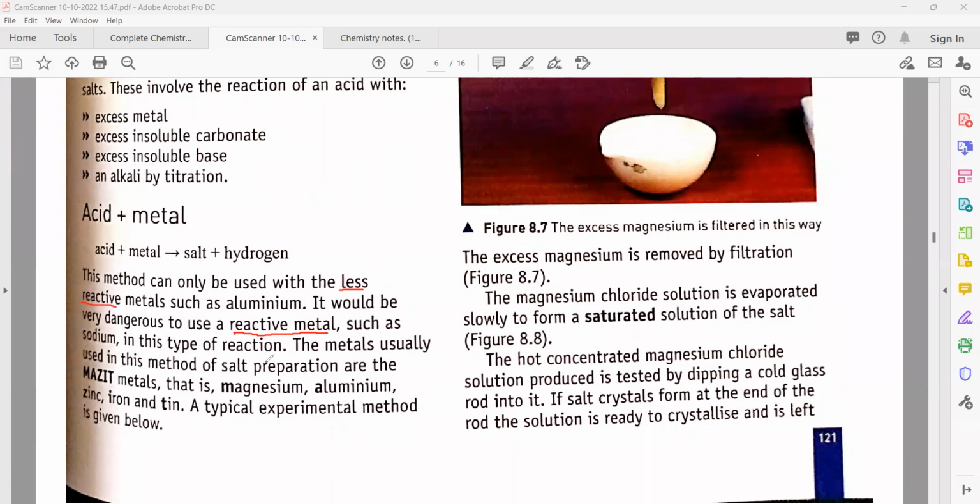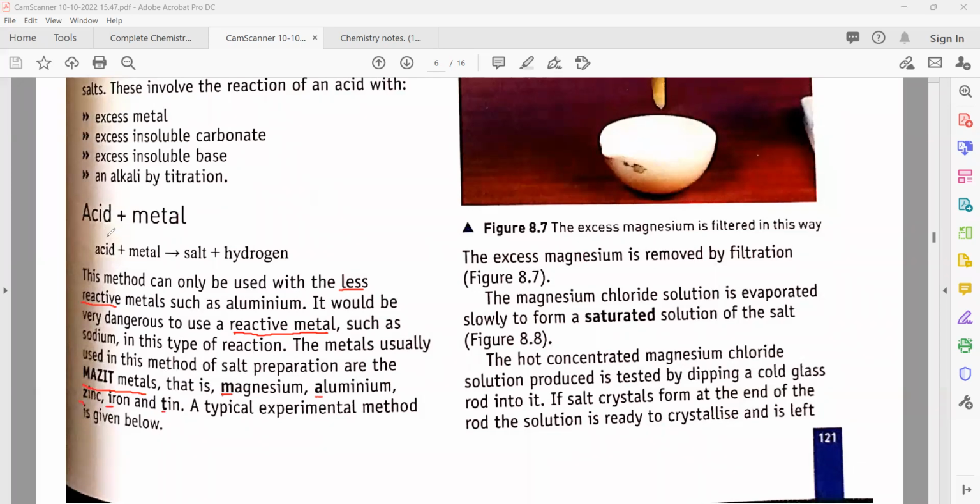Well done, very nice. Okay, the metals usually used in this method of salt preparation are the reactive metals, that is magnesium, aluminium, zinc, iron, and tin. For all these metals, the first letter is taken and then they give the name. Understand? A typical experimental method is given below.